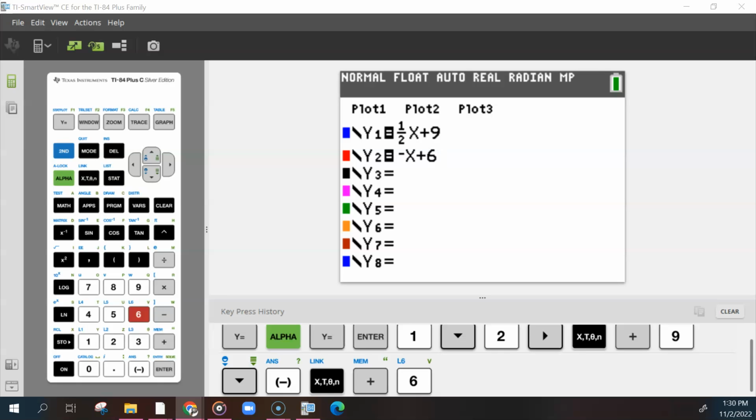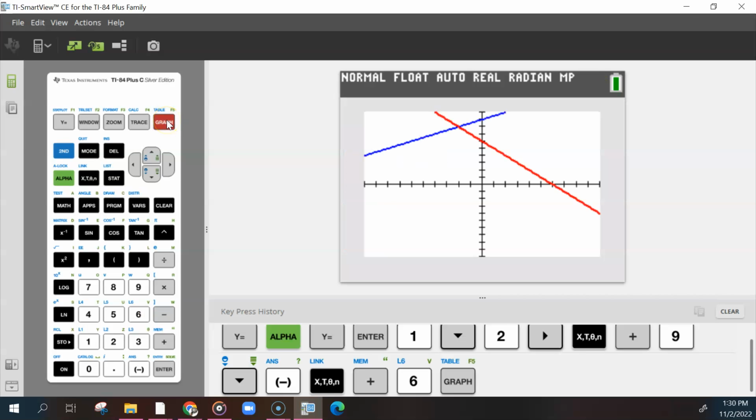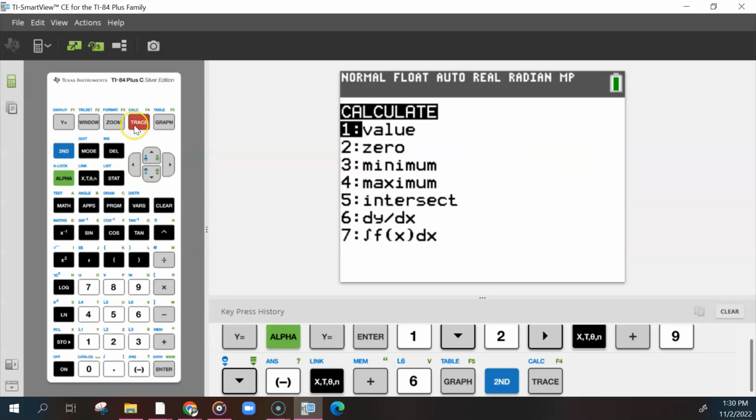Once those two equations are in, we're going to go into graph. And you should be able to see that they intersect. But I don't know about you, you could count this, but looking at the calculator screen is difficult for me to count the numbers. So instead of counting, we're going to go into second trace.